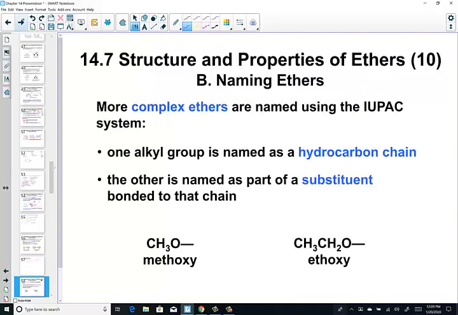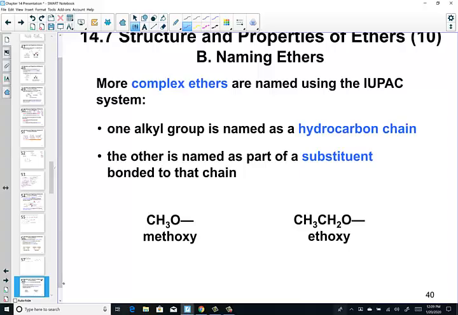Perfect. If we have more complex ethers, we name them using the systematic name known as IUPAC, the International Union of Pure and Applied Chemistry. One alkyl group is named as a hydrocarbon chain, and the other is named as a substituent bonded to that chain. So here's an example of the substituent. If I have the oxygen linkage in 1 carbon, it would be known as methoxy. That would be naming it as a substituent of the longer parent chain.